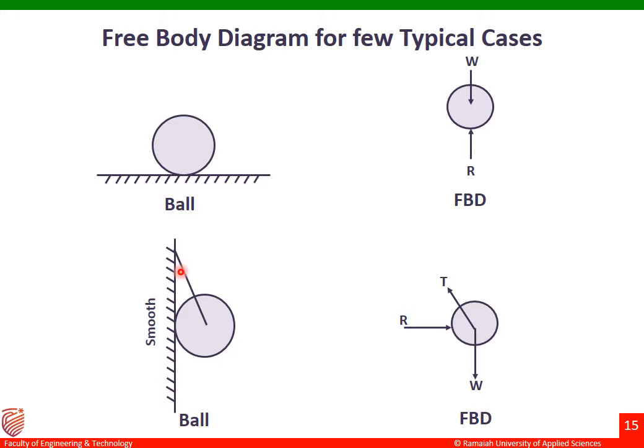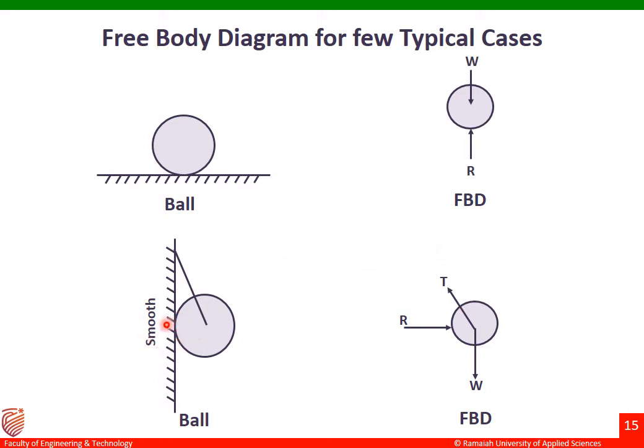Coming to this figure, you can see there is a ball hanging towards the wall. It is tied with the help of a rope. Let us draw the free body diagram for this one. This is the ball, the weight of the ball is acting downwards, and it is tied to a rope. The tension in this rope is taken as T, and it is always acting towards the support. This rope is tied to this support, that's why the force will be acting towards the support.